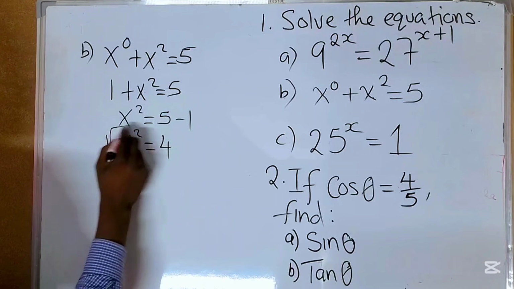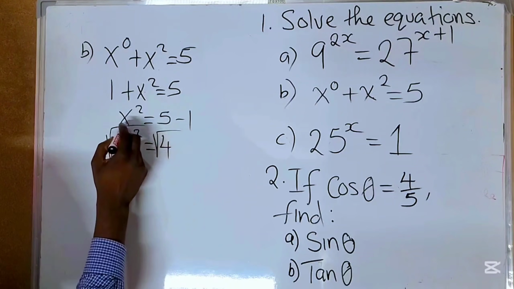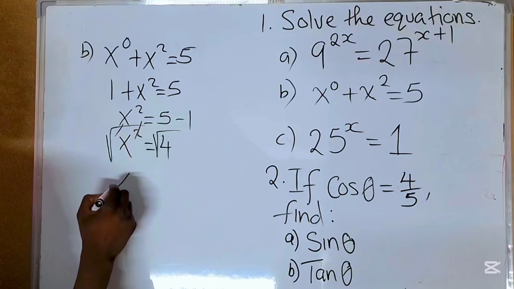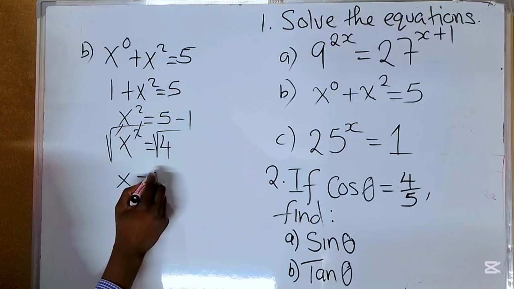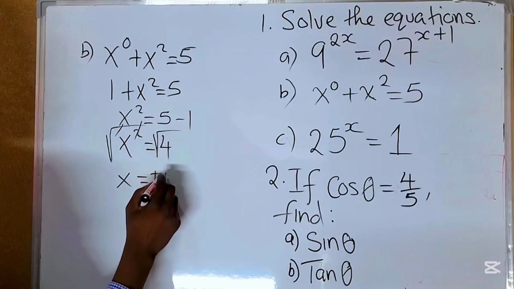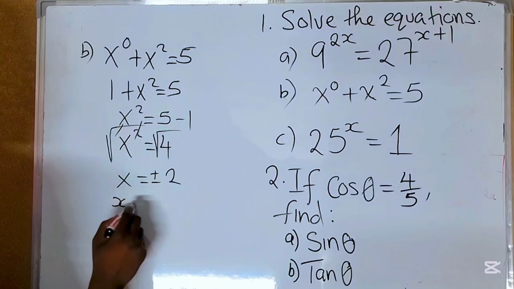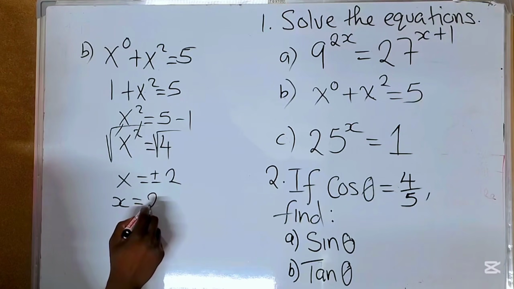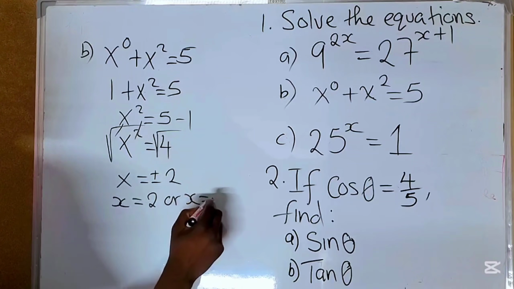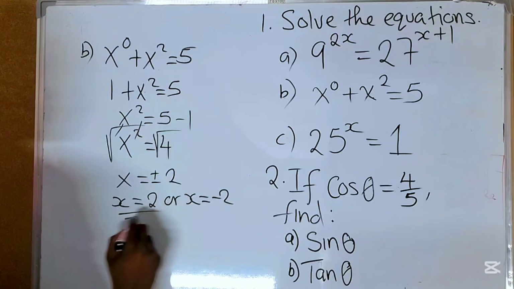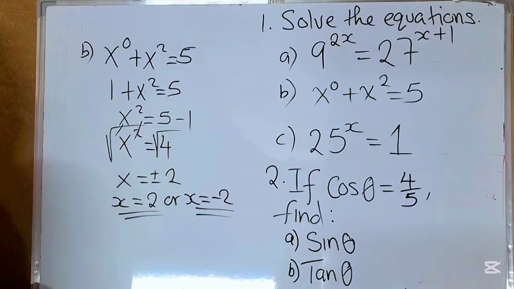Then you will square root both sides here. The square symbol and the 2 cancel, just remain with x is equals to. Now remember, when you take the square root of any number, remember to put positive or negative. The square root of 4 is 2. So let's just write it nicely. x is equals to positive 2, or x is equals to negative 2. So this is the answer.